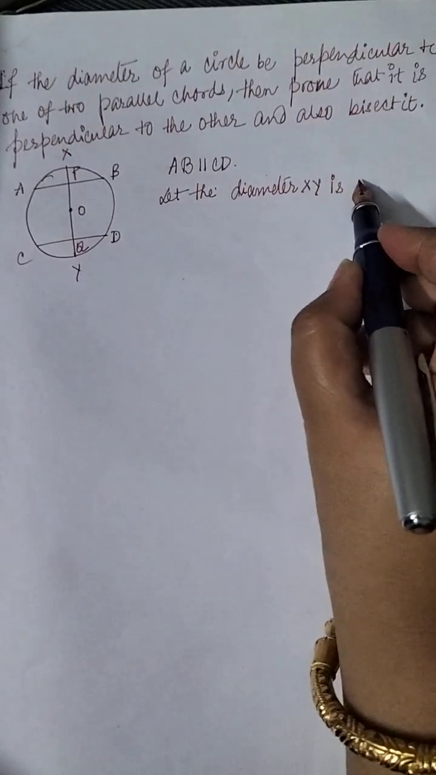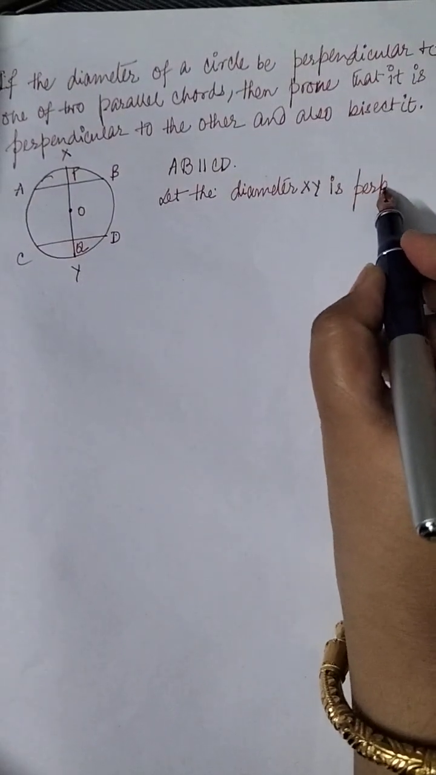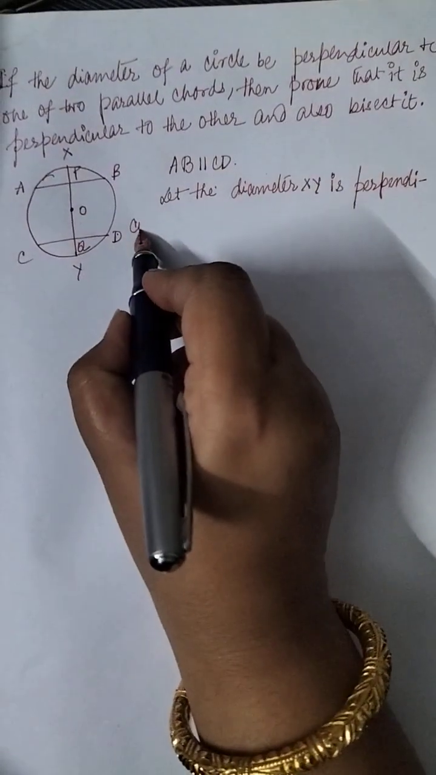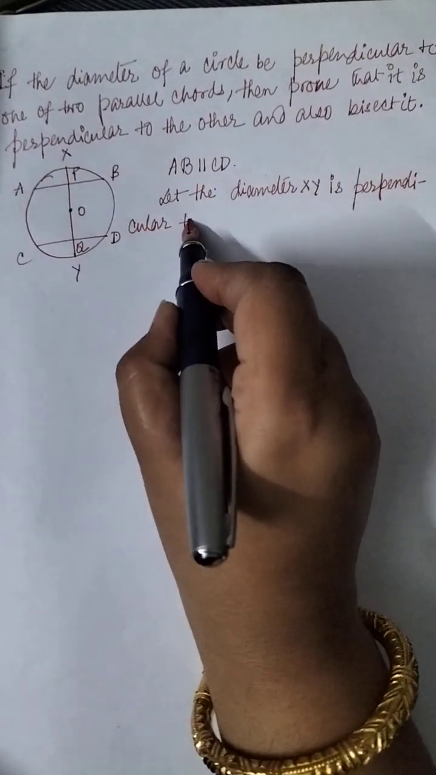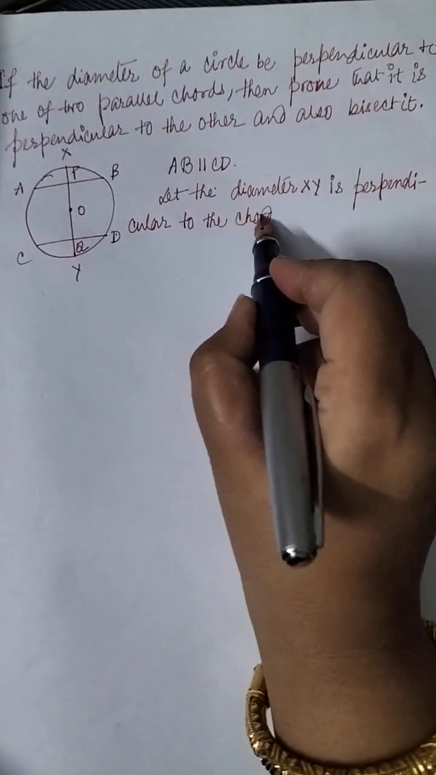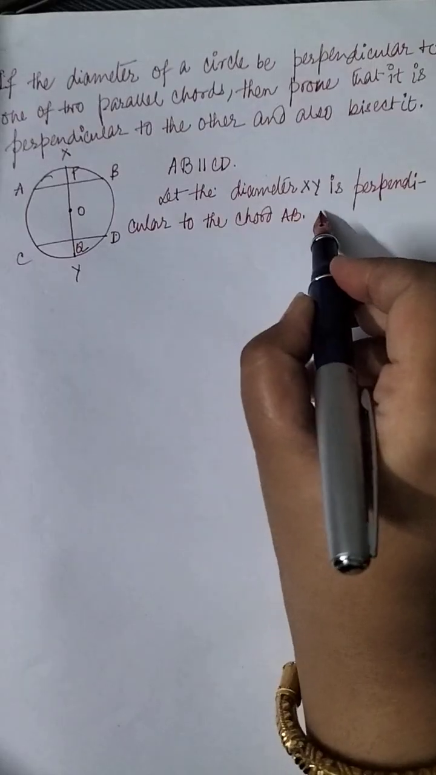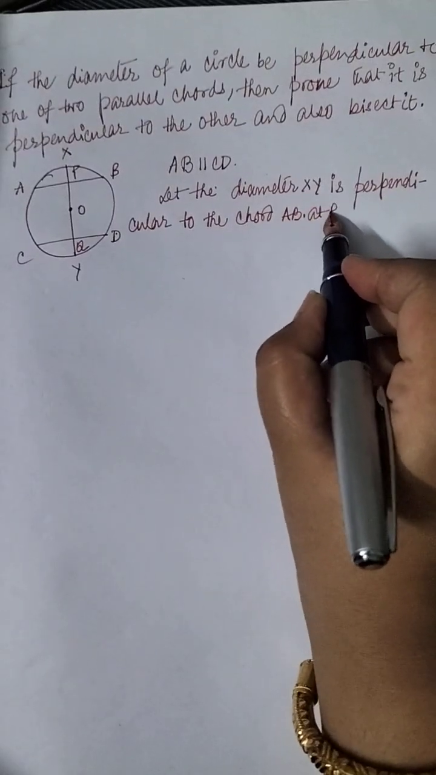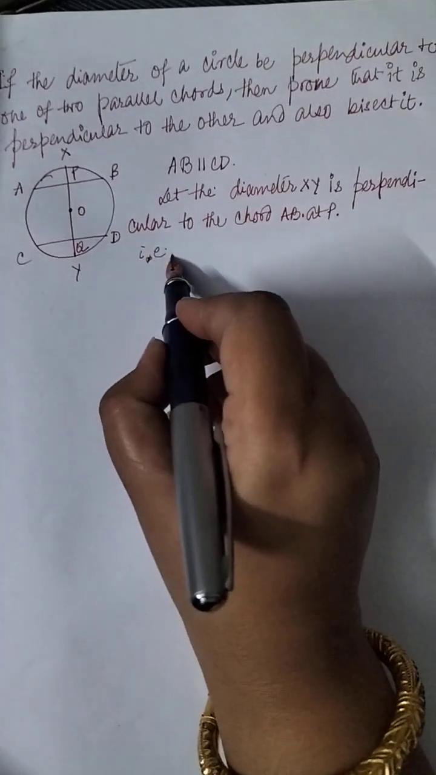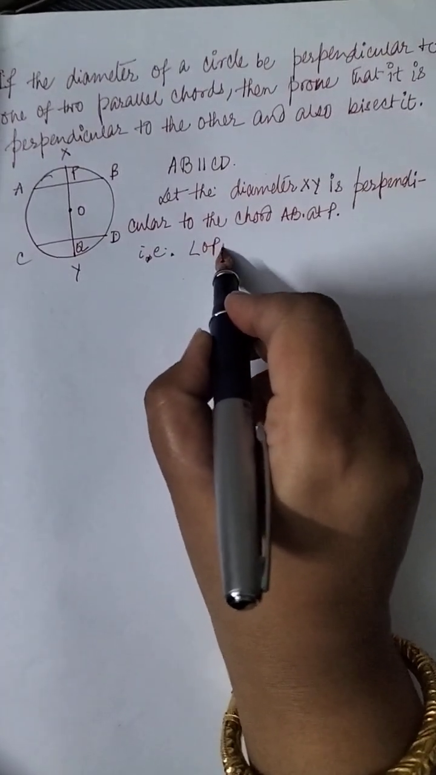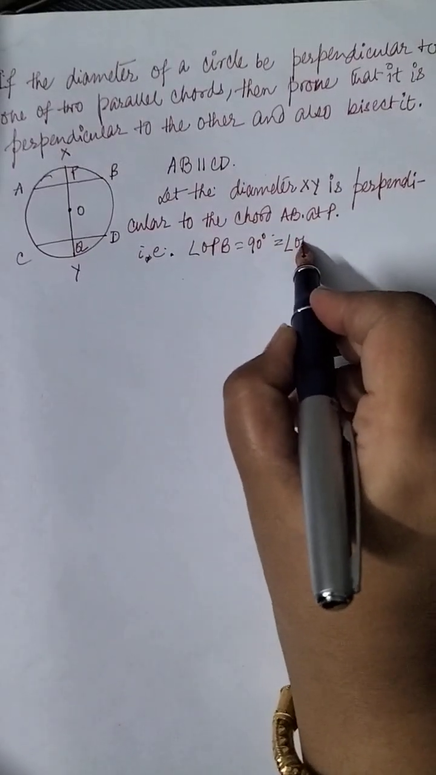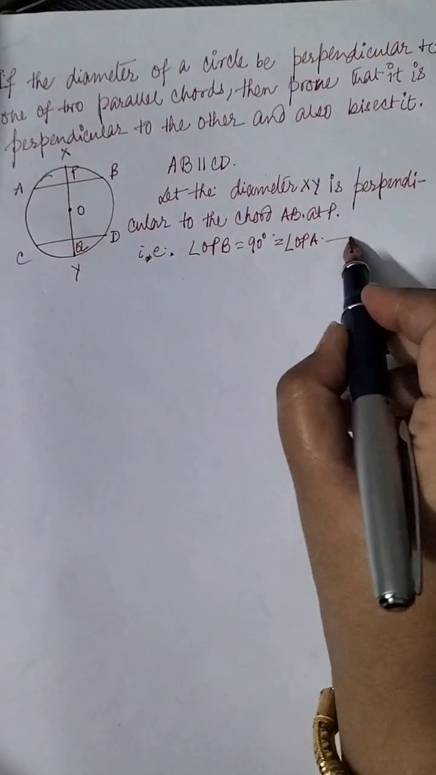let the diameter XY is perpendicular to the chord AB at P. Okay, that is angle OPB equals 90 degree. This is equal to angle OPA. Okay, number 1.